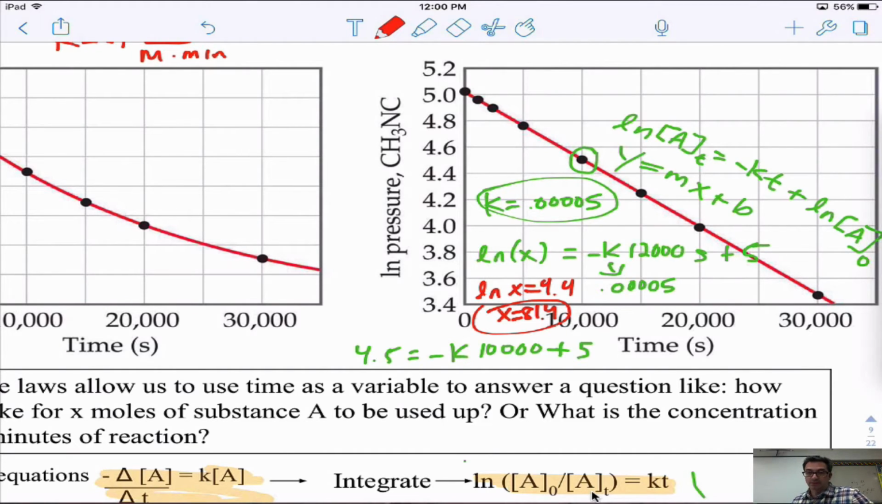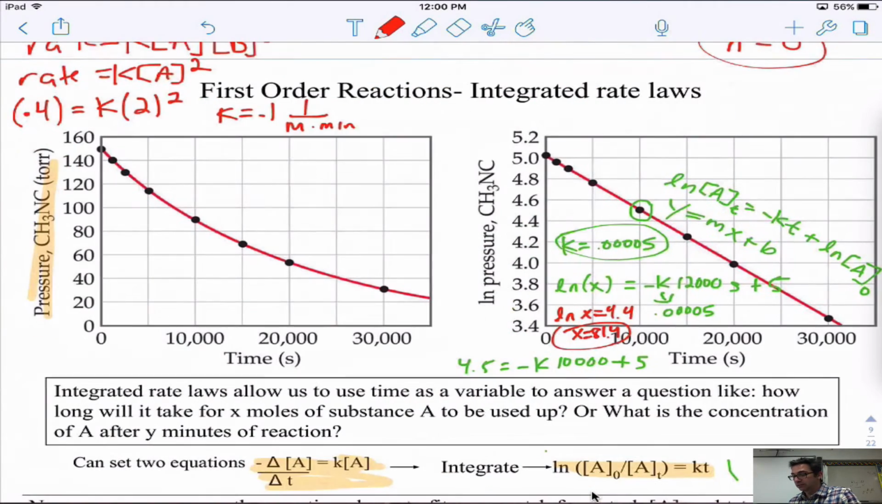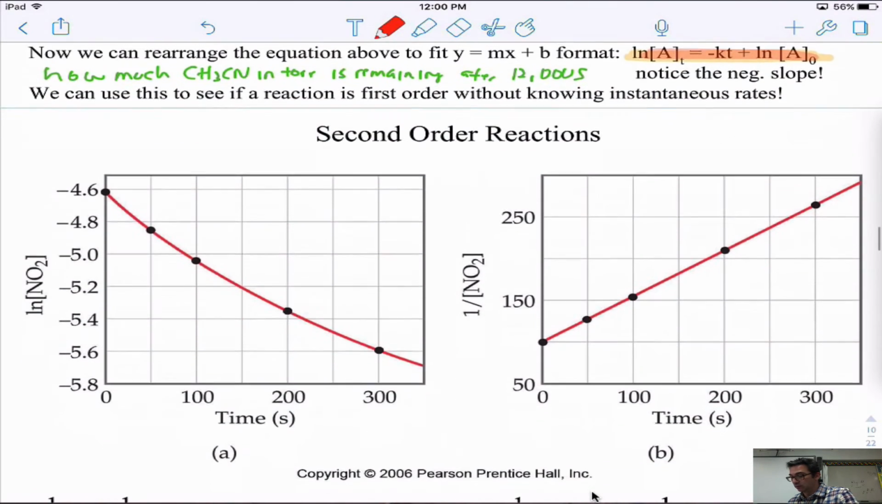So solving this problem, I first had to find k. Once I found k, I was able to plug it in, and I was able to solve for x and find out the pressure. This would be in torr in red here. So this is first order. What if I had second order?